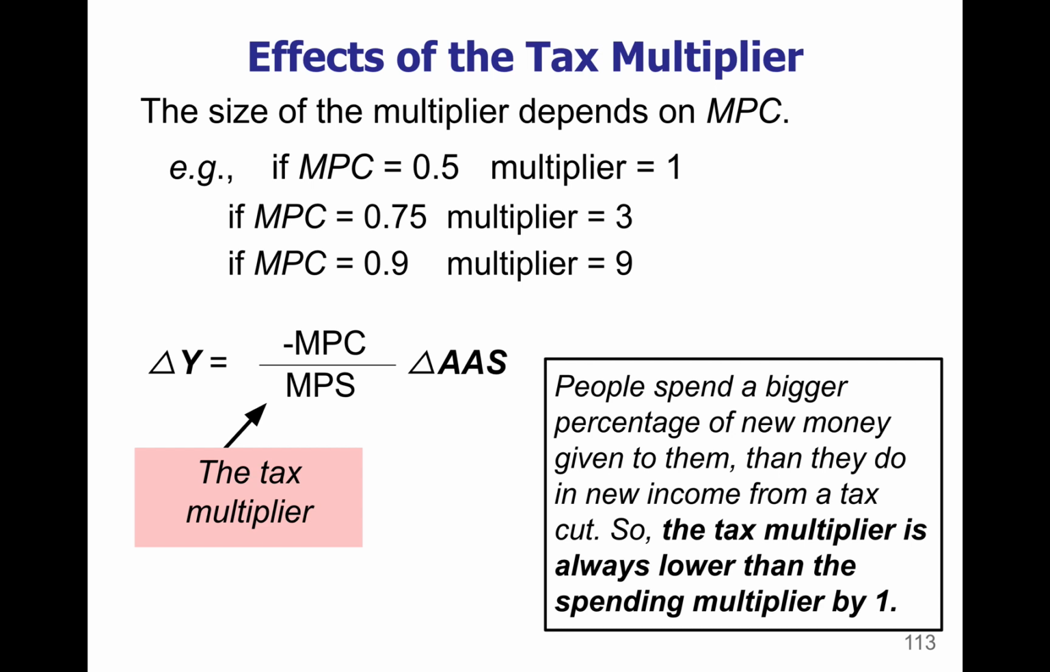So we're adding more total dollars to the circular flow, which means we're going to get a larger amount of spending. So people spend a bigger percentage of their new money that's given to them than they do a tax cut. And that means that your tax multiplier is always going to be 1 lower than your spending multiplier.